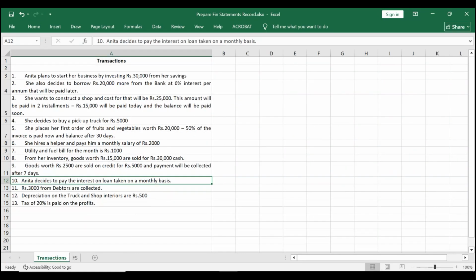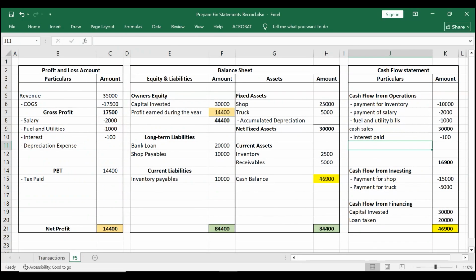Next, 3,000 from debtors are collected. So, let's go to receivables. 5,000 is the balance. We are collecting 3,000. So, minus 3,000. Cash is coming in because they are paying us. I will write over here collection from debtors 3,000. So now we are yet to receive only 2,000, 3,000 they have already paid.